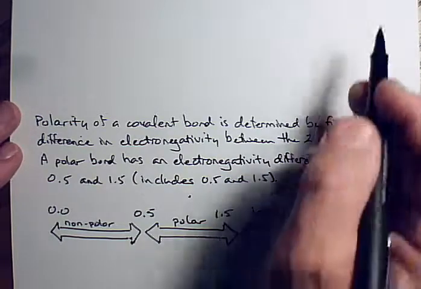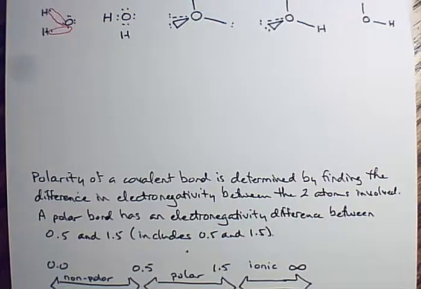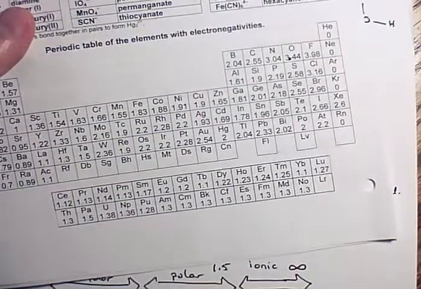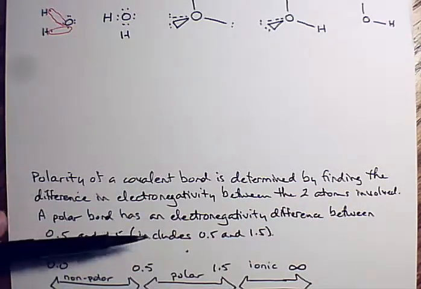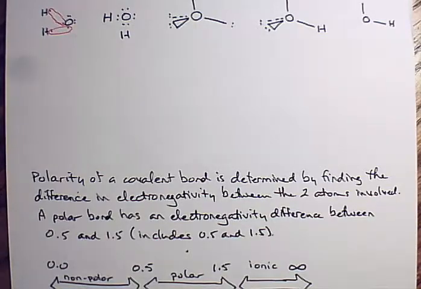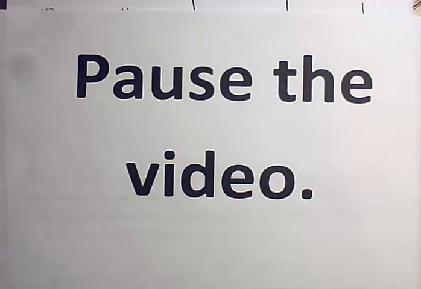Okay. So let's go back now and determine whether the bonds in our water molecule are polar. You can find on your periodic table of electronegativities the electronegativity for the two atoms involved and determine whether the bonds are polar. Do that now, please. Go to the periodic table of electronegativities. Using this definition, difference in electronegativity, determine if the bonds are polar or not in a water molecule.